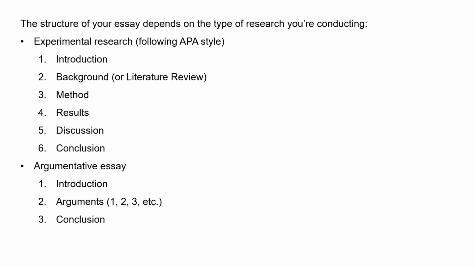Now what we're going to do is write an argumentative essay, which means that we're going to give arguments for particular things. And argumentative essays don't really have this background, method, results, and discussion thing because they don't really have something to either give the results of or give the method of. So what we see in an argumentative essay is basically a structure that consists of an introduction, the arguments, and the conclusion. So that's very easy.